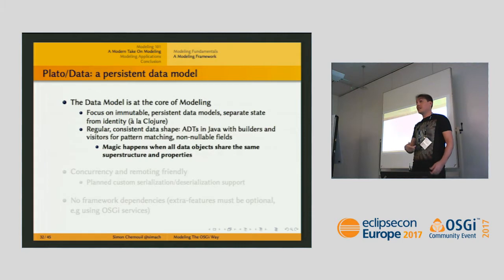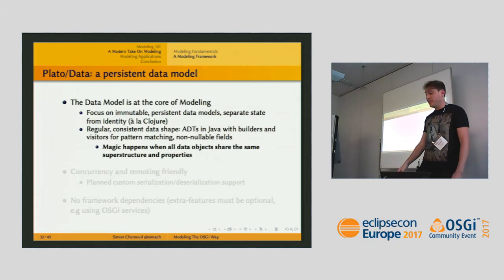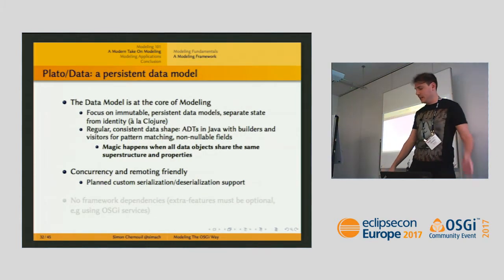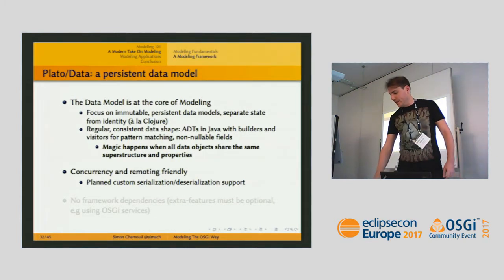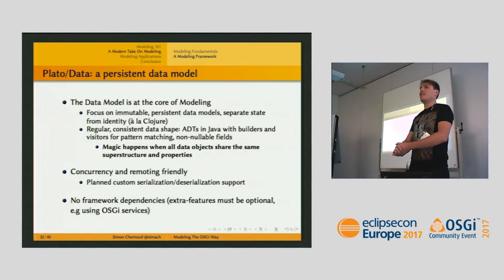You don't have to care or be scared that someone else, some user, is going to destroy your application because it's mutating something or passing a pointer it shouldn't. So yeah, you get concurrency and remoting friendliness. You don't have, as I said, external dependencies. And if I want to say, have meta reflection, it's going to be through an OSGi service.